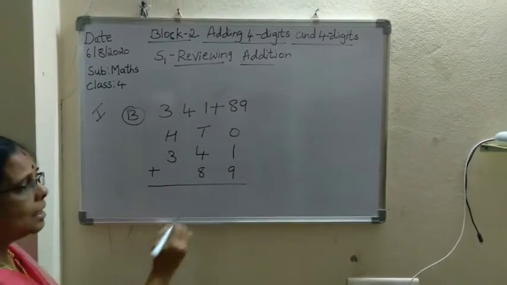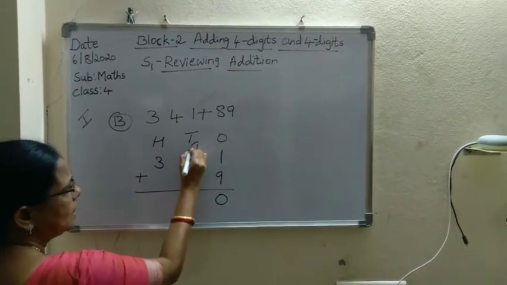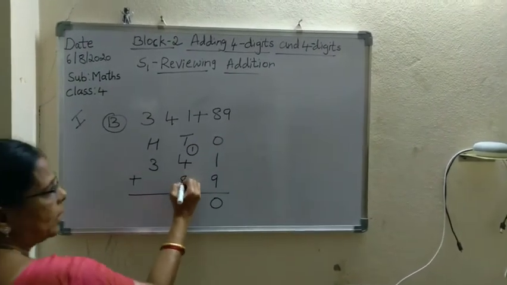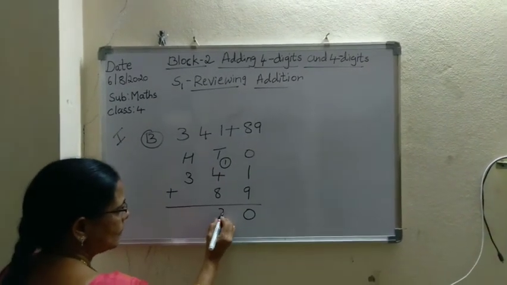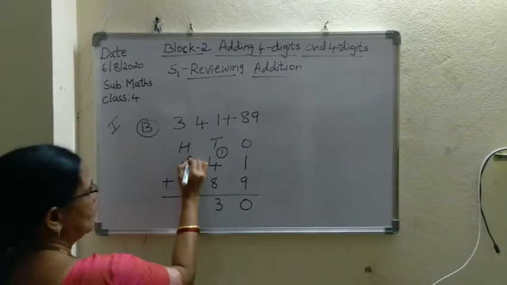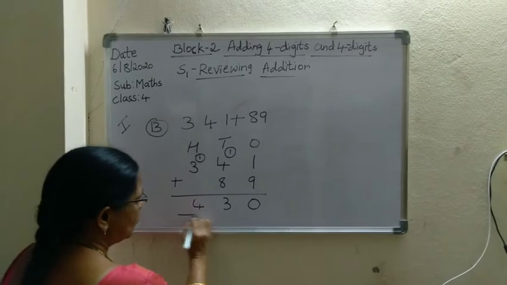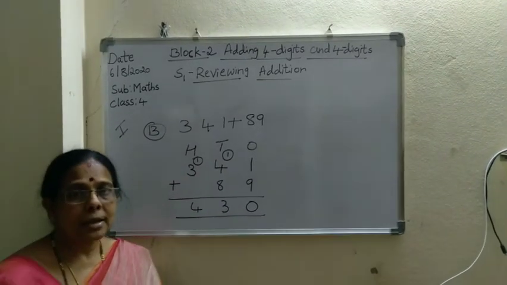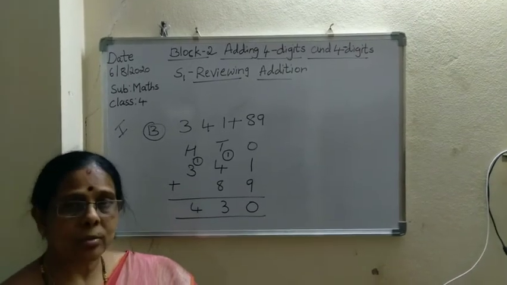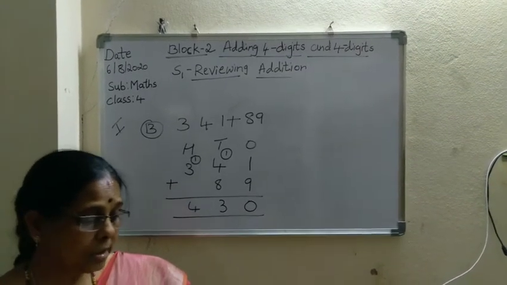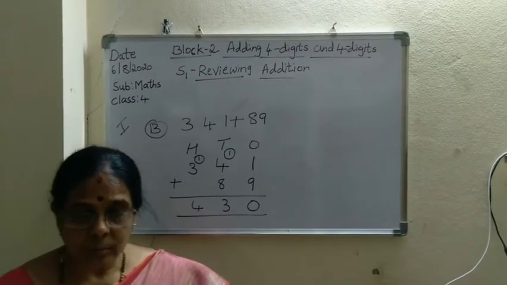Now add, children. 9 plus 1 is 10. So 1 carry. 8 plus 4 is 12. 12 plus 1 is 13. 1 carry. 3 plus 1 is 4. 430 is the answer. Like that, B and C and D you do, children. Those are simple questions. Addition you do in C and D, children. Now second and third sum I'll explain to you.